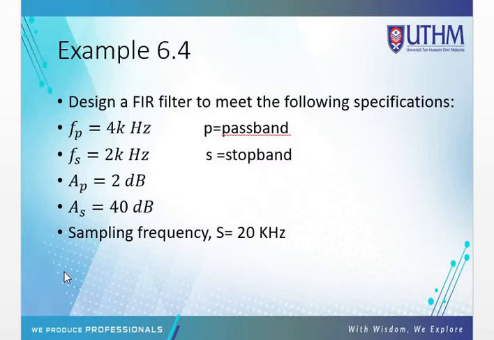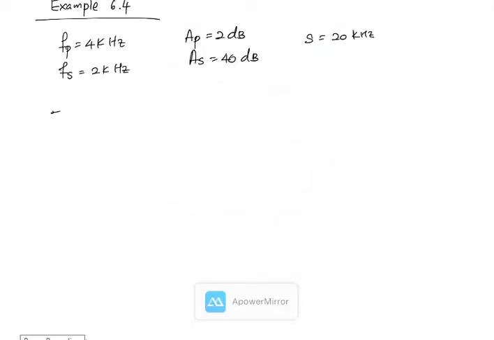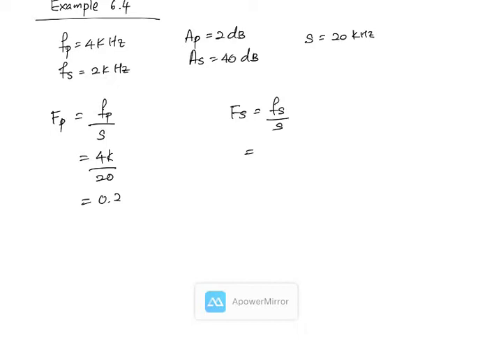Next, we go to another example. Design an FIR filter to meet the following specification. Fp is 4k, Fs is 2k, Ap is 2 dB, As is 40 dB, and sampling frequency equal to 20 kilohertz. So first of all, we need to find the digital passband, that is the Fp divided by the sampling frequency, which is equal to 4k divided by 20k, you obtain 0.4. And then Fs, the stopband frequency, is Fs divided by the sampling frequency, you have 2k divided by 20k, so you obtain 0.1.